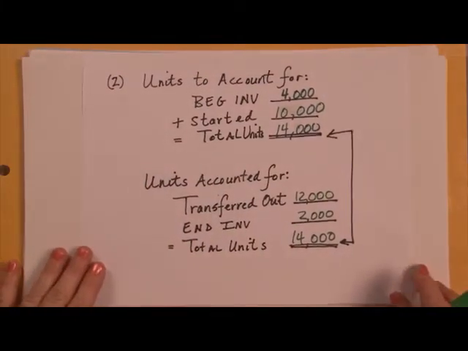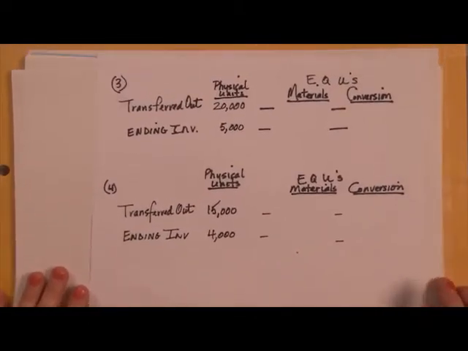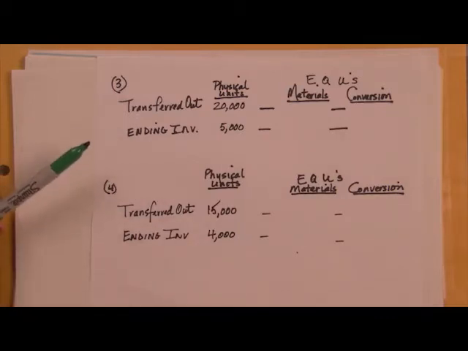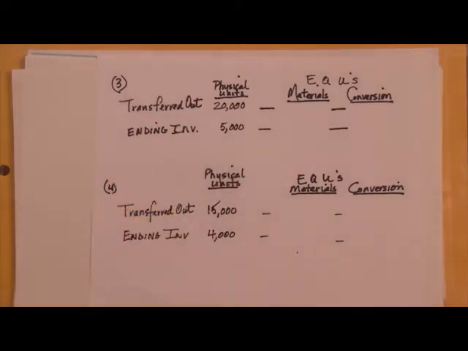Let's move along now, and we will take a look at the next problem, which was number 3. When we do number 3, we are looking at equivalent units of production. What we're doing here is we're going to start with the physical units that were transferred out, and we're also going to look at the physical units in ending inventory. And what we're going to have to determine are the percentages of completion that we'll put in these blanks.